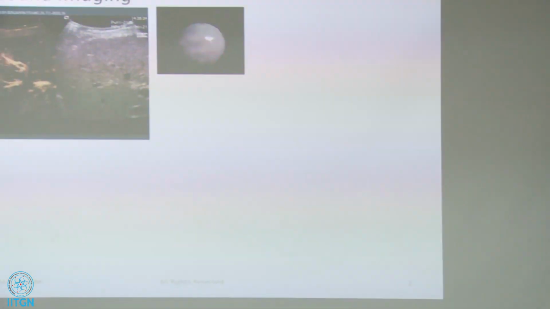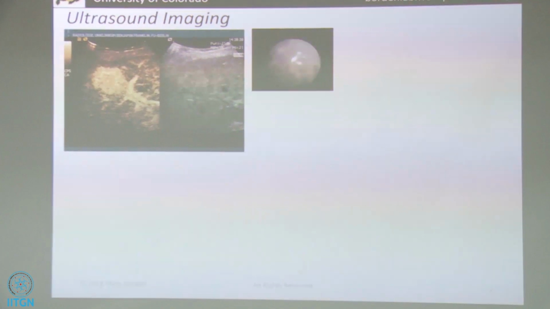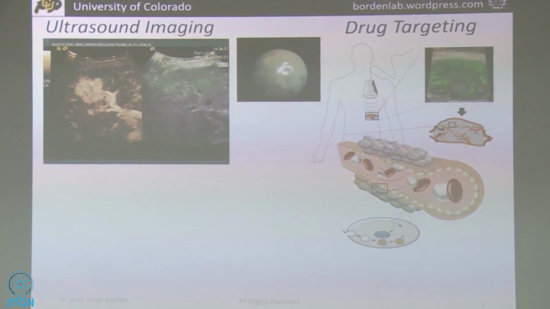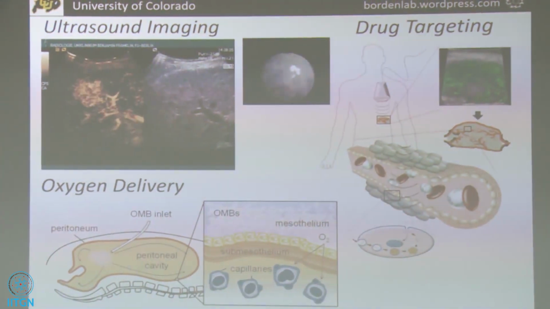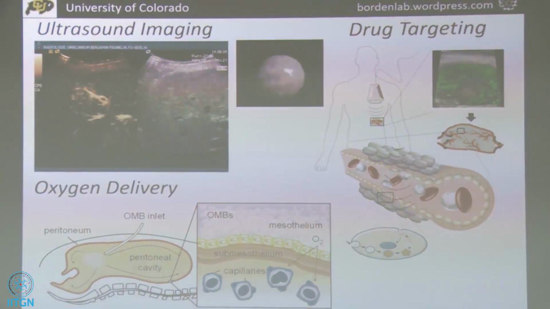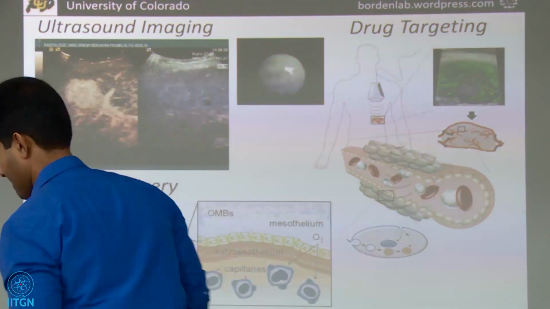And just as a reminder of the application, bubbles are being used as ultrasound contrast agents, targeted drug delivery vehicles, and oxygen delivery vehicles. So these are just three of the main applications, but you may find more applications.